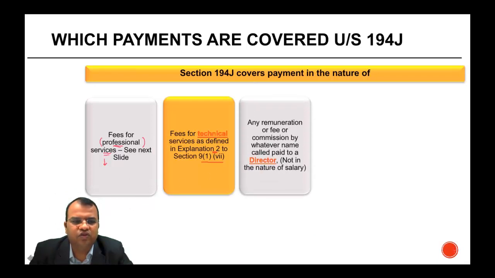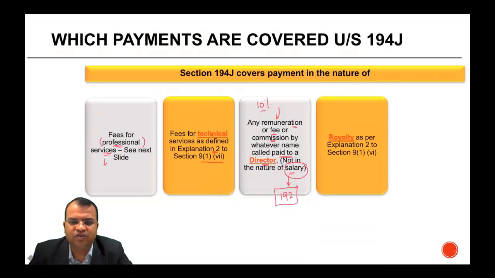It could be in the nature of a remuneration or a fee or a commission, whatever might be the name, which is paid to a director, but not in the nature of salary. So if the director is an employee and he draws salary from the company, that would be liable for TDS deduction under section 192. But any other payment in the form of a remuneration or a fee or a commission, which is not salary, will be liable for tax deduction at the rate of 10% under section 194J.